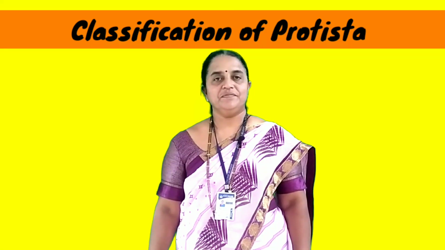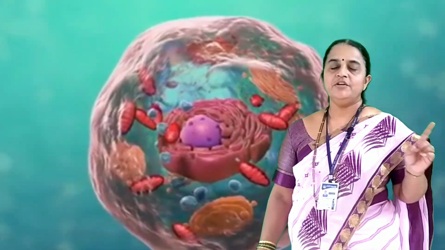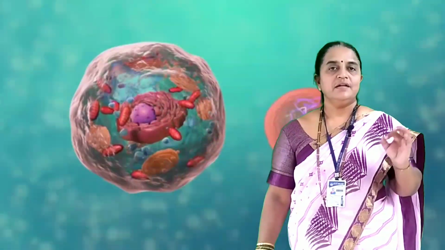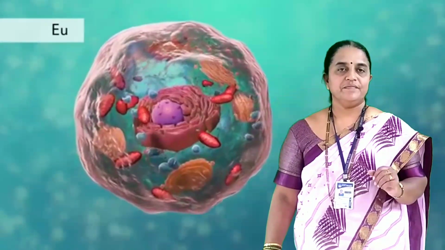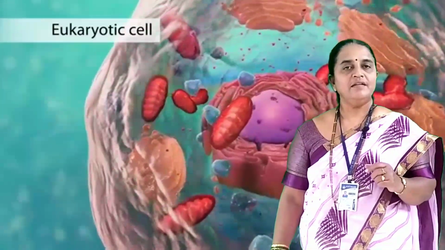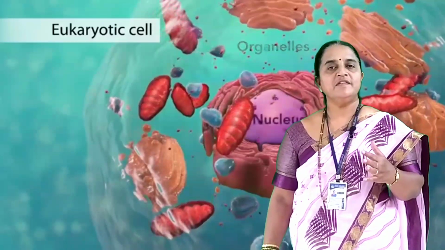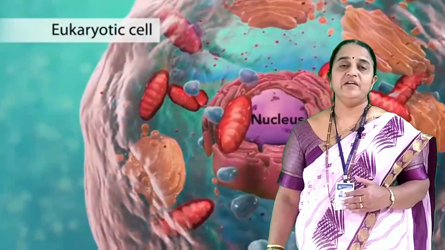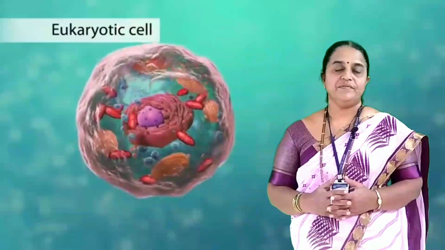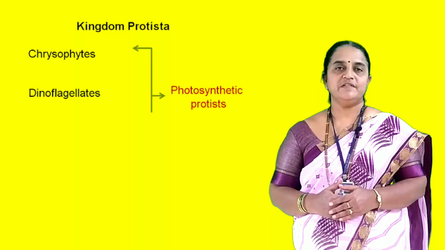Hello students, in today's session I will classify kingdom Protista. All protists share a common character that they are unicellular. They are eukaryotic with a true nucleus and having membrane bound cell organelles. But still there are differences. That's why Protista is divided into 5 divisions.